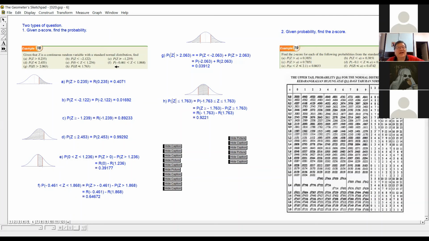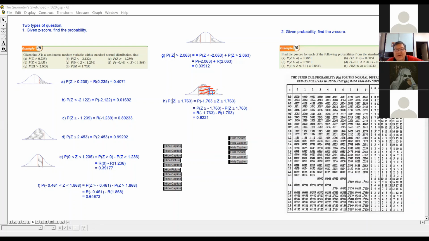So actually it is like this. You use the whole big area here, then minus the small area. Minus the small area here. This part, minus this part here.